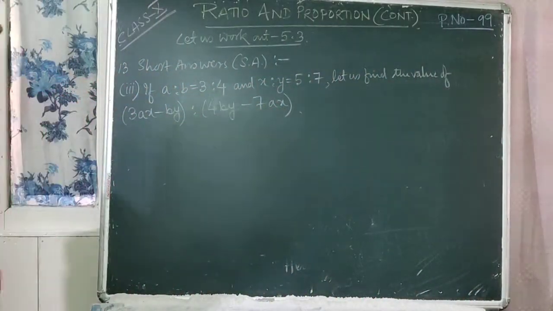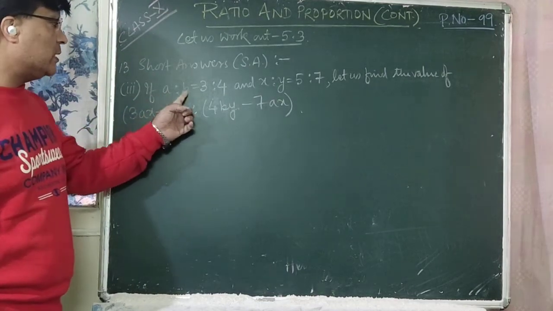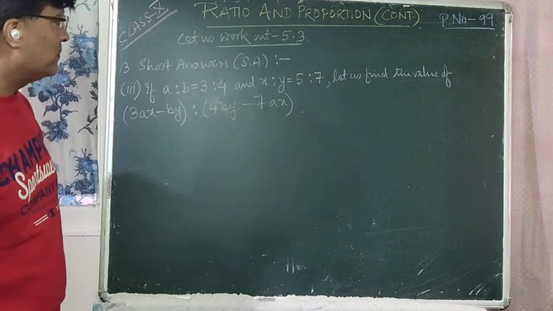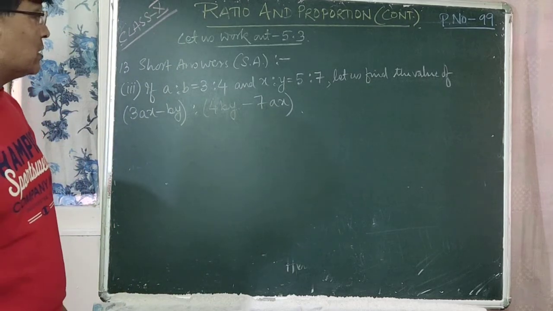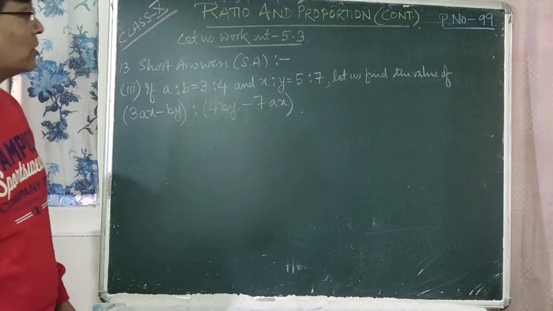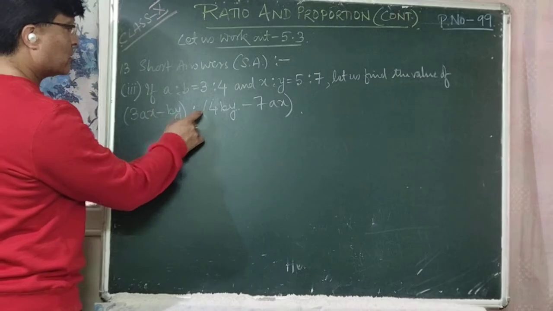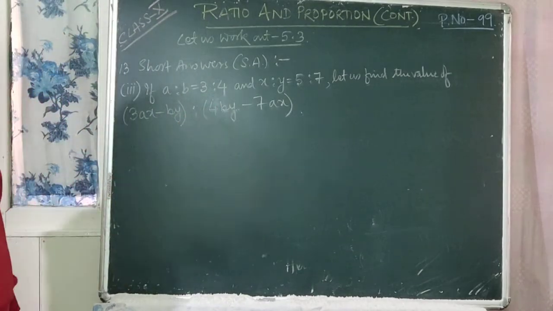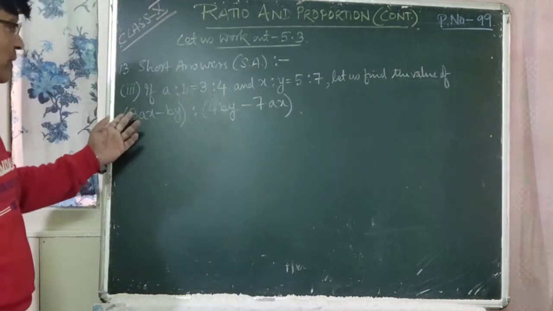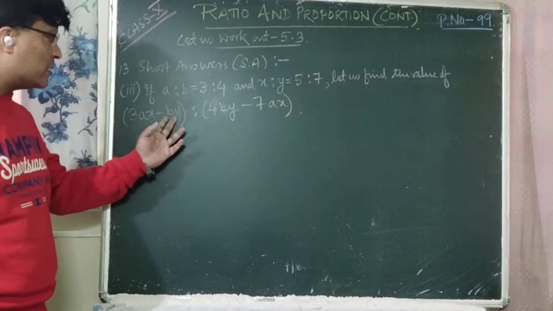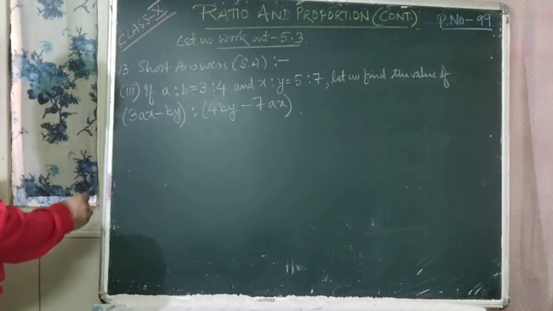So now we will do the next question, that is number 3. If a is to b is equal to 3 is to 4 and x is to y is equal to 5 is to 7, so these are the given ratios. Let us find the value of 3ax minus by is to 4by minus 7ax. So from these given ratios you have to get the value of this ratio, that is 3ax minus by is to 4by minus 7ax. So let's do the solution now.